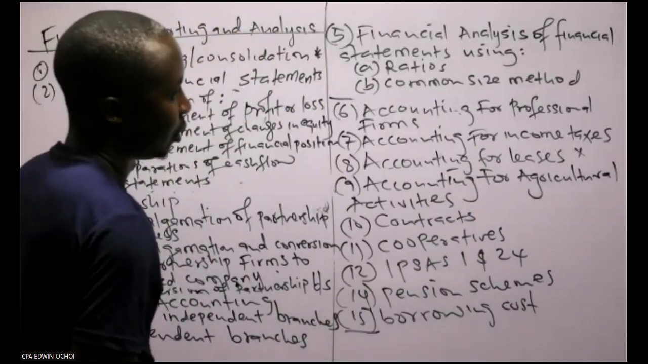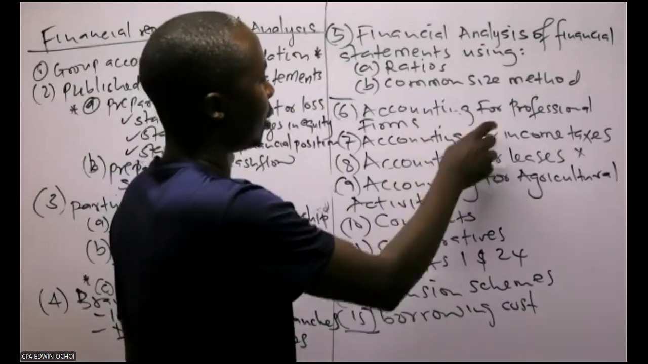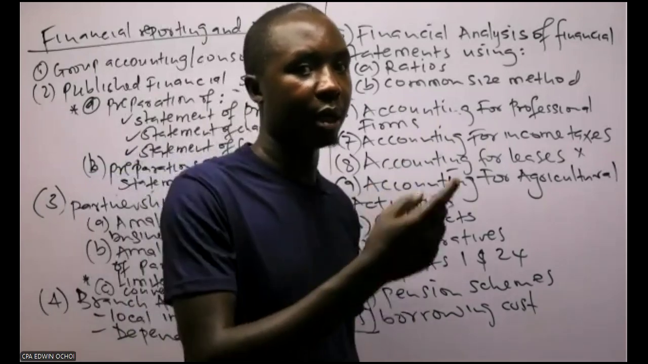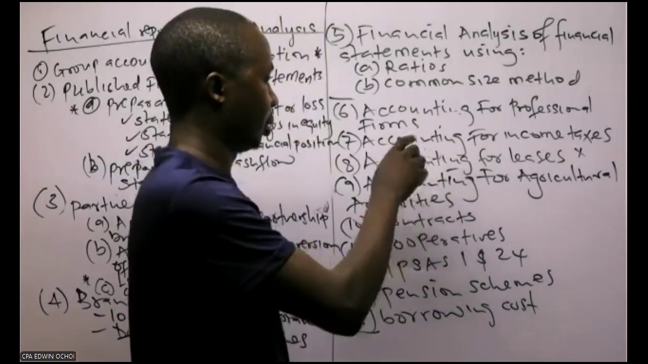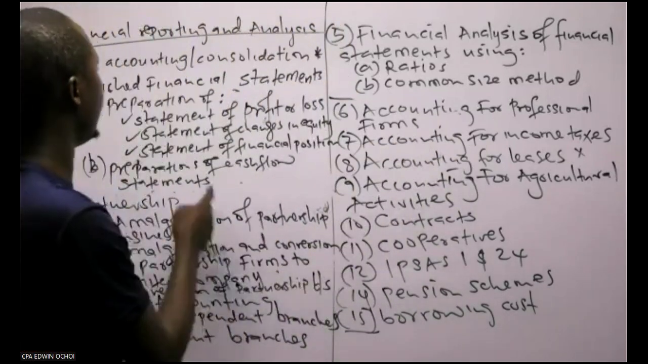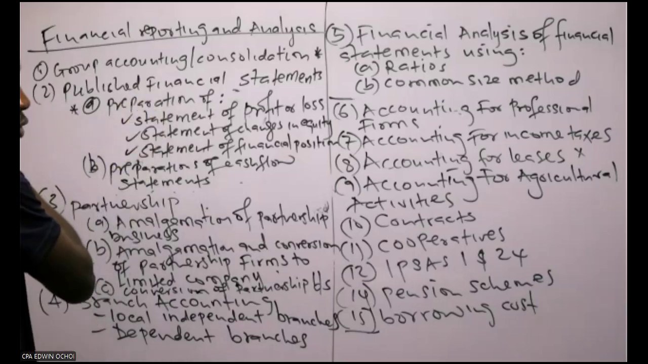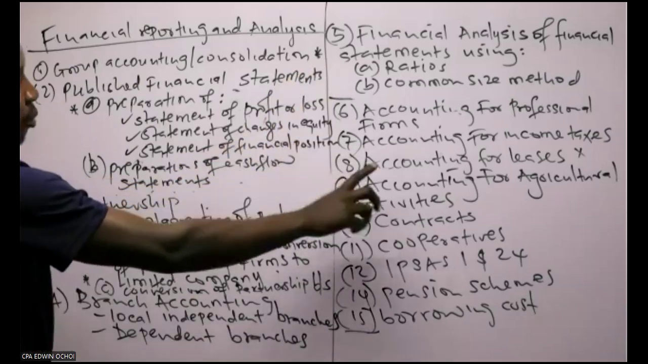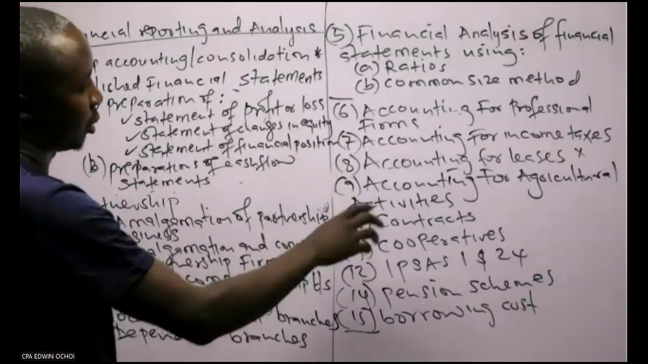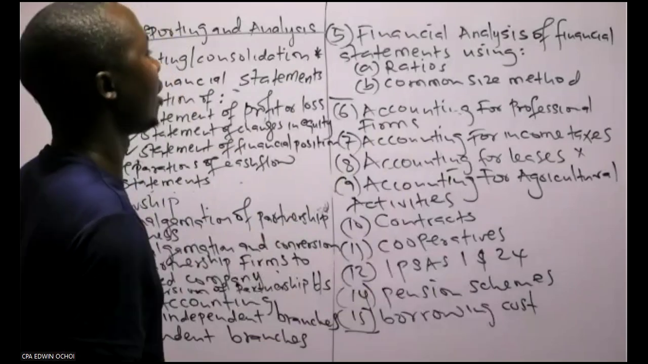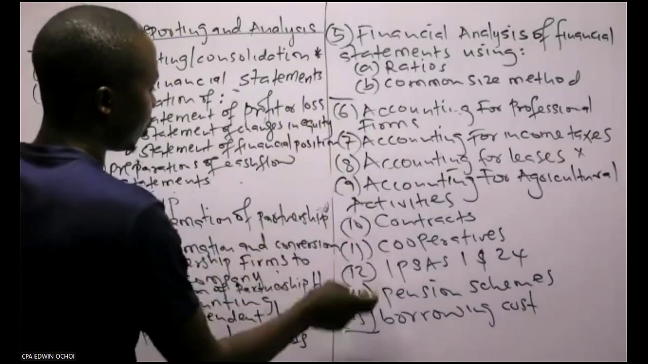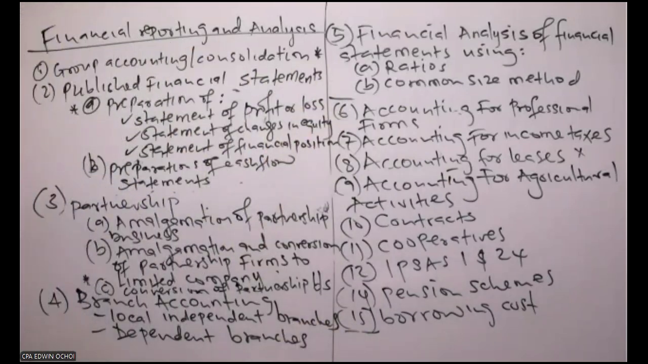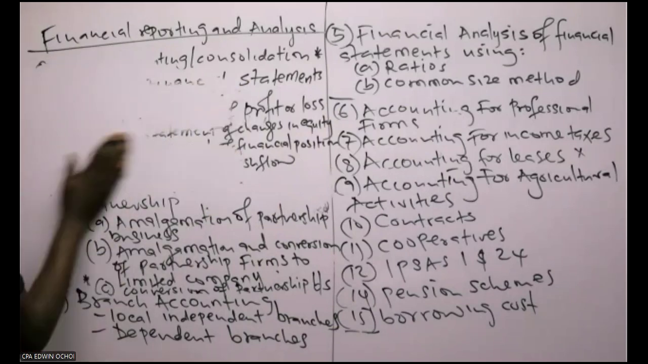For today's session, I would like to start with accounting for the professional firms. But as time goes by, that is by mid next month, I will embark on group accounting or consolidation, so that we first cover the first 5 before we go back to any work which could have remained in subtopic 6 to subtopic 15. So let's start with accounting for the professional firms.